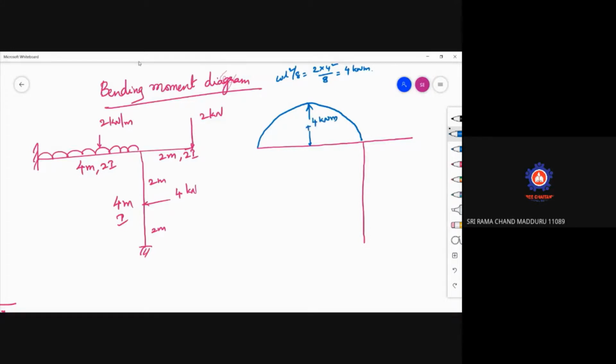Now in this, another one is there. This is 2 kilonewton meter. That is a negative bending moment acting. We'll come back to this overhang portion later on. Now see this. A 4 kilonewton load is acting, which will give you a point load, that is WAB by L or WL by 4. So 4 into 4 by 4, which is 4 kilonewton meter. So this is also 4 kilonewton meter, which is a triangular loading due to point load. So this is 4 kilonewton meter.